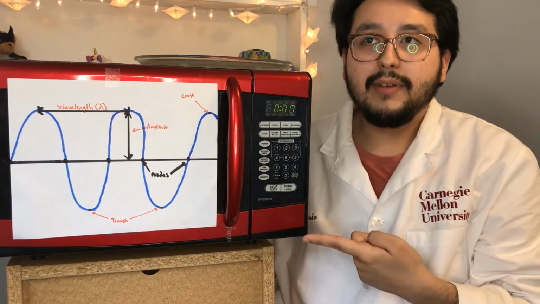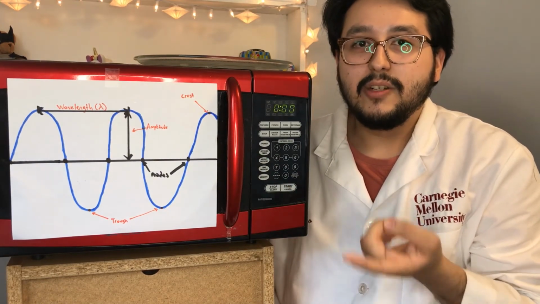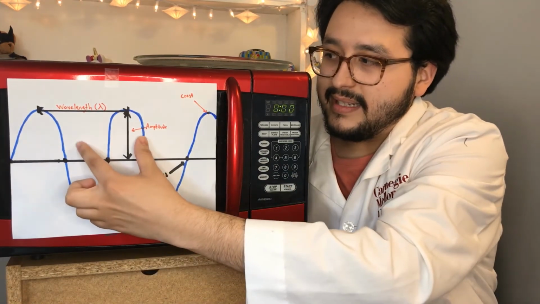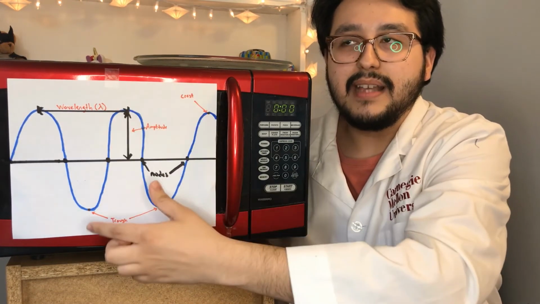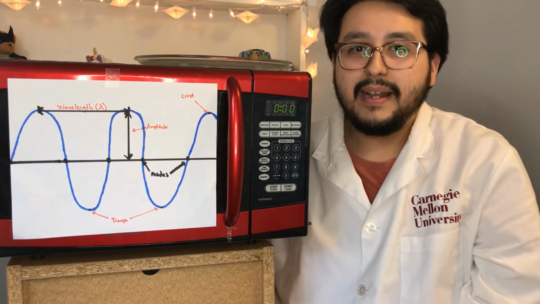And then most microwaves operate at the same frequency. So if we can find the distance between these waves and we know the frequency of our microwave, we can use that to calculate the speed of light. And I'll explain how you can do that.